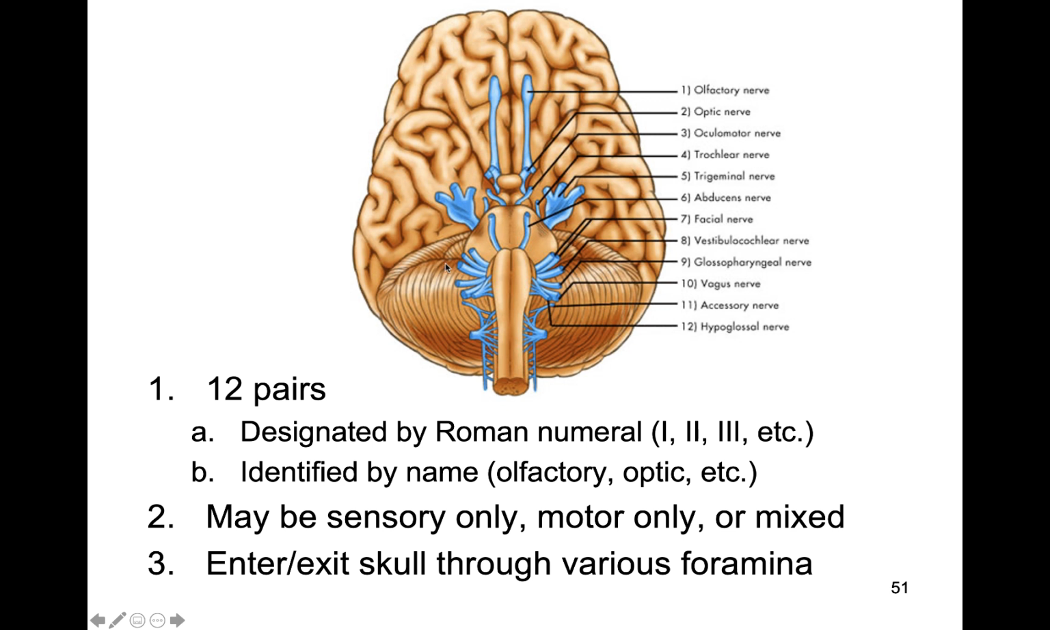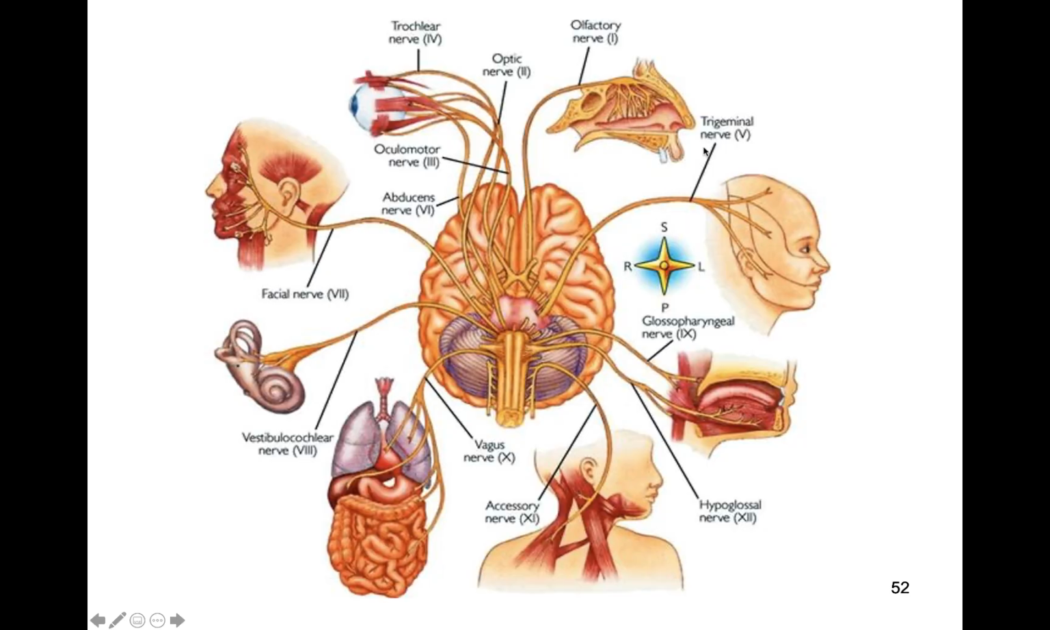So these cranial nerves, they can be sensory only or motor only, or it can be both mixed. These are going to enter and exit the skull through different foramina. And I'm not going to go into detail of each nerve here because we will be covering these in lab. This picture is showing you where each nerve is going and the name. So vagus number 10. It's controlling a lot of organs versus some of these other nerves.